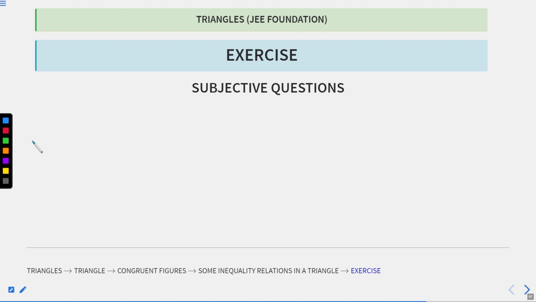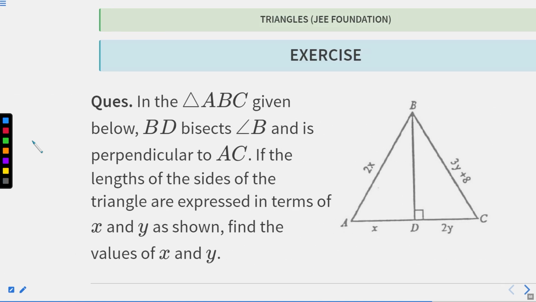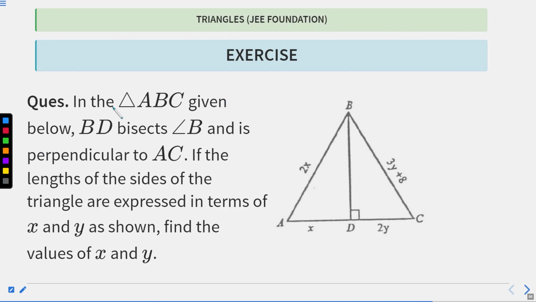Here let's see one or two subjective questions. In this, if you see in triangle ABC given, my triangle is given like this. So this whole triangle is my ABC.